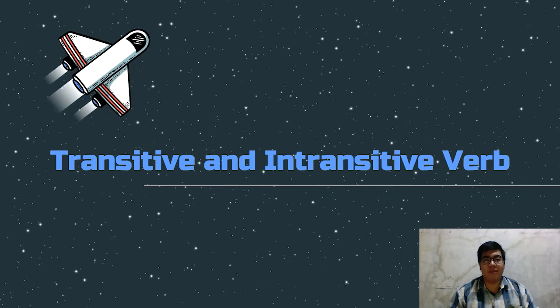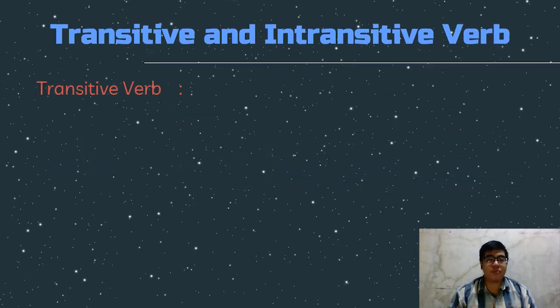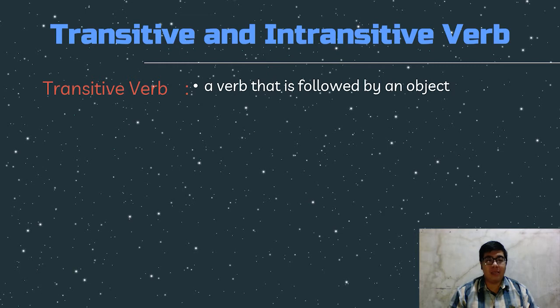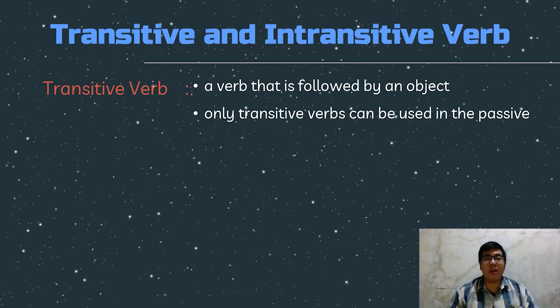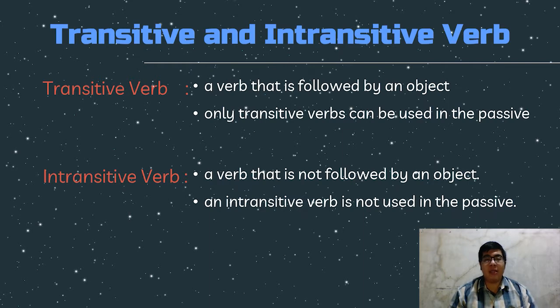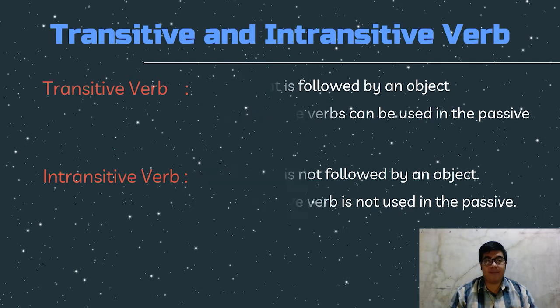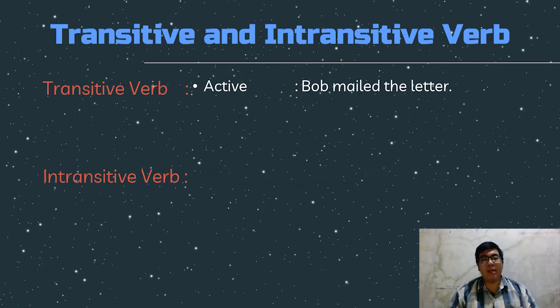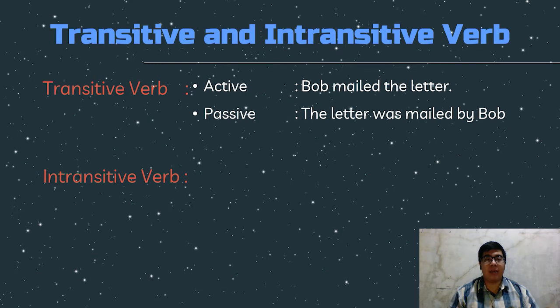Transitive and intransitive verbs. A transitive verb is a verb that is followed by an object. Only transitive verbs can be used in the passive. An intransitive verb is a verb that is not followed by an object, and an intransitive verb cannot be used in the passive. Example, active: Bob mailed the letter. The passive: the letter was mailed by Bob.